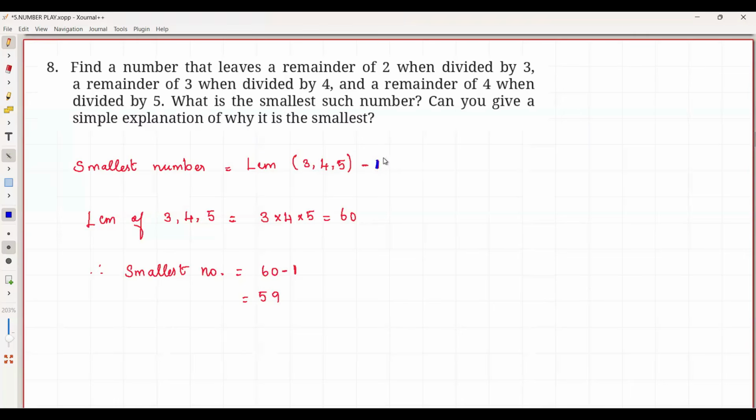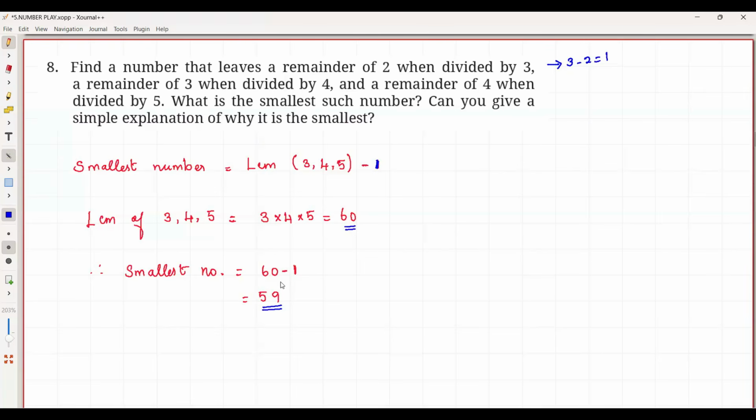Why minus 1? Here the remainder is 2 when divided by 3, so the difference is 3 minus 2, which is 1. Here the remainder is 3 when divided by 4, and 4 minus 3 is 1. The remainder is 4 when divided by 5, and 5 minus 4 is 1. So that is the reason we take minus 1. Now finding the LCM of 3, 4, 5, the LCM is 60. The smallest number is 60 minus 1, which is 59.